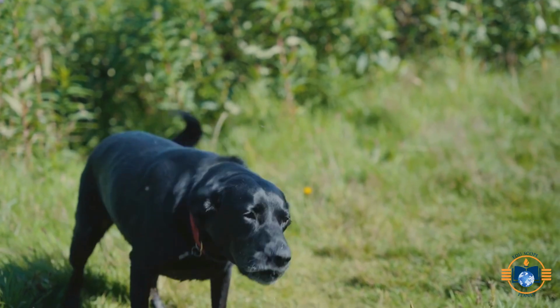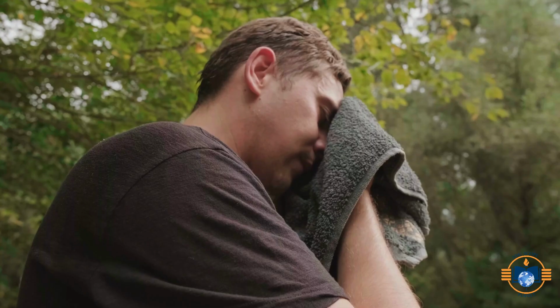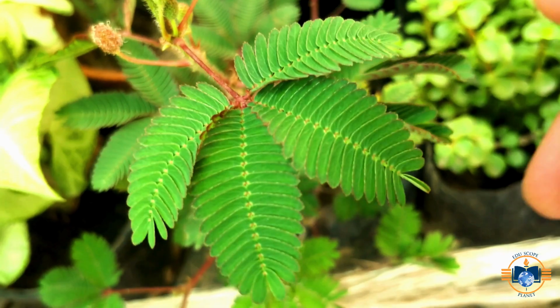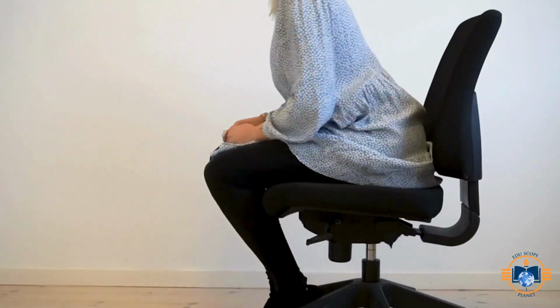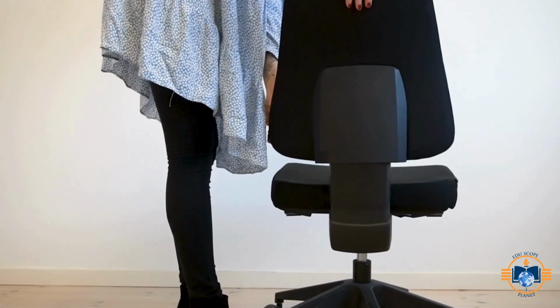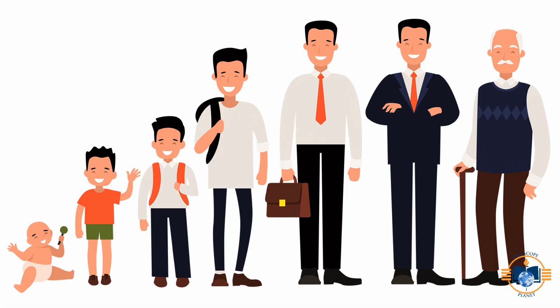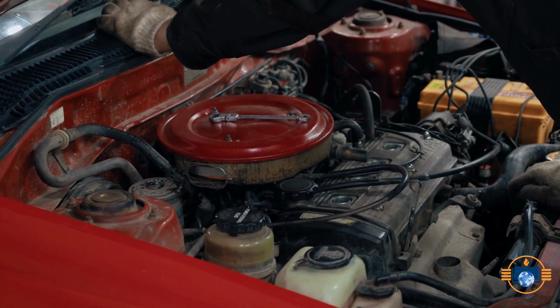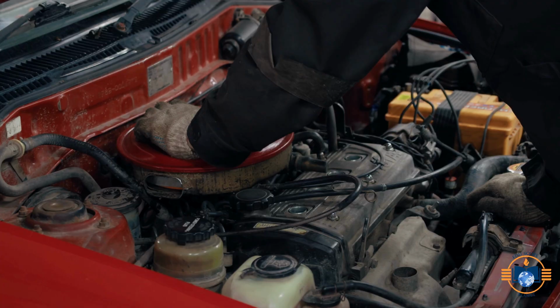Response to stimuli. Living things react to changes around them. A dog barks when it hears a sound. We sweat when it's hot, and the touch-me-not plant folds its leaves when touched. Non-living things don't respond. If you shout at a chair, it won't move or react. Definite lifespan. Living things are born, live, grow old, and die. Non-living things don't have a life cycle. They may break or wear out, but they don't die.